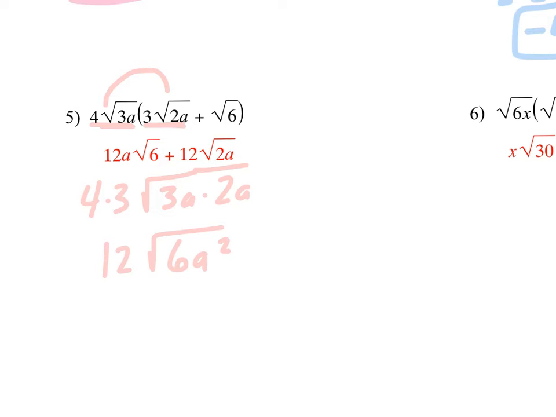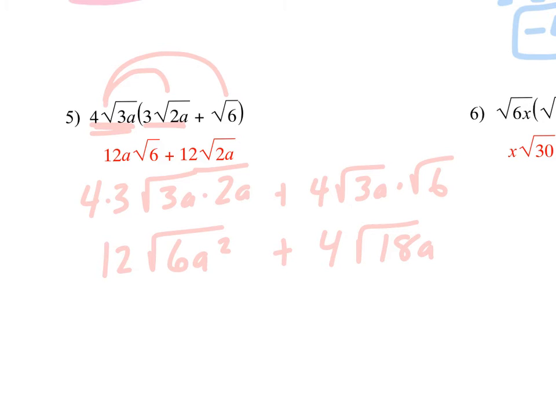And then we're going to move on to the next group. So now that one's going to be a positive 4 times the square root of 3a times the square root of 6. Now the square root of 6 doesn't have a number in front other than the number 1, so I can multiply the 3a and the 6 together and I get 4 times the square root of 18a. Now if you'll notice, this looks nothing like the answer that's listed above, so that tells me that I still have to break them down a little more.